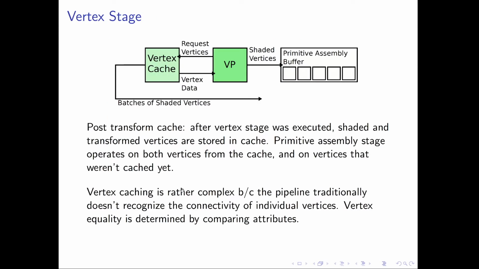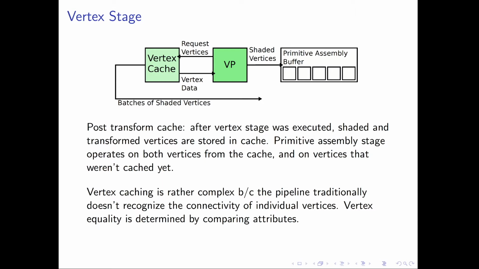Yeah, and what really adds to the complexity of those post-transform caches is the ensuing primitive assembly phase, where you have the buffer of assembled primitives, and you, on the one hand, fill that buffer from the vertex phase, like from the vertex processors, and on the other hand, you also have to fill the buffer from the vertex cache. And this is part of what makes this type of cache relatively complicated. And the other part that makes the hardware relatively complex is the fact that in order to determine if 2 vertices are the same, we have to compare them attribute by attribute. So equality is determined based on comparing attributes. And this is another reason for this type of design being relatively complicated.